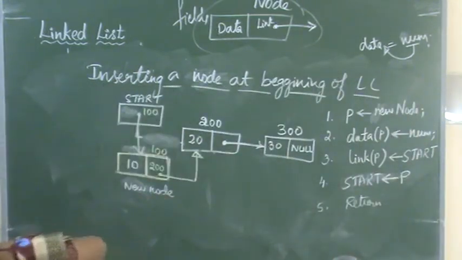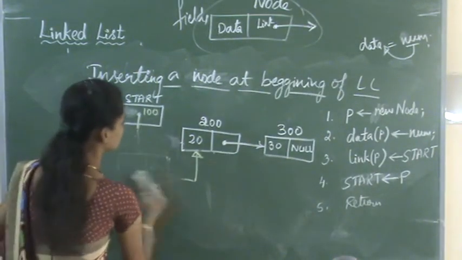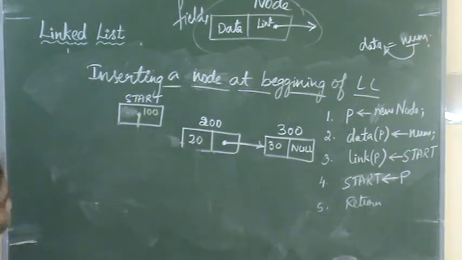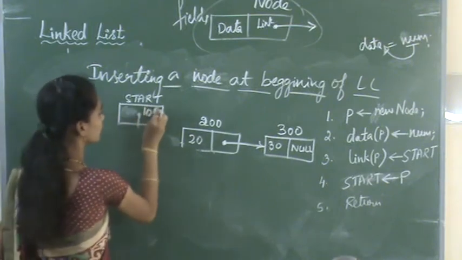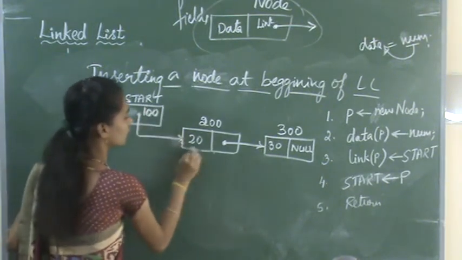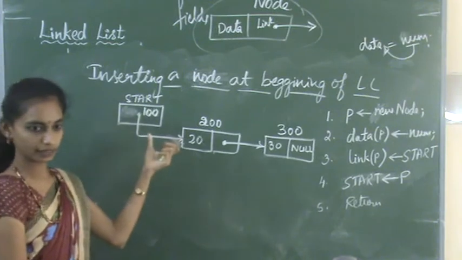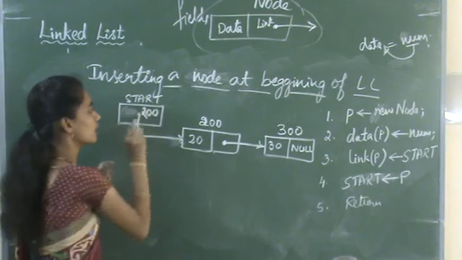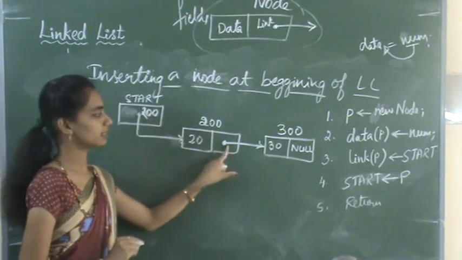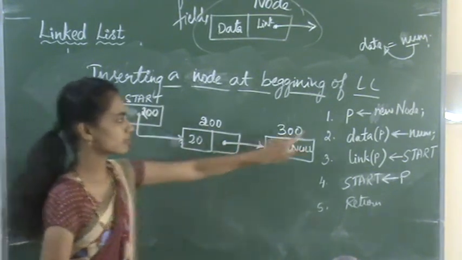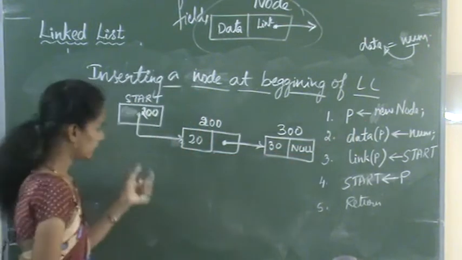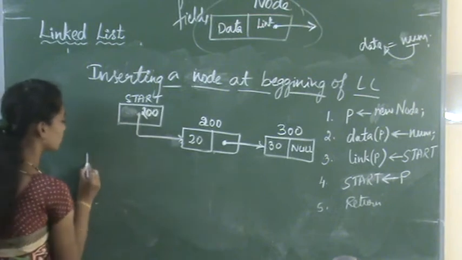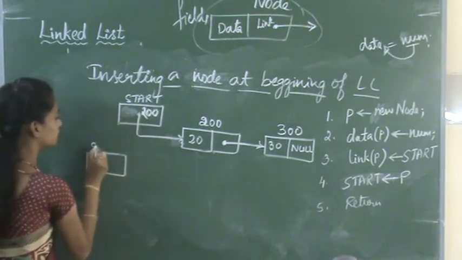So just listen. This is an example we are taking, right? Initially the start contains the address 200, and then the list continues like this. So what is the first step? I am writing the same thing below to show the difference between those two.